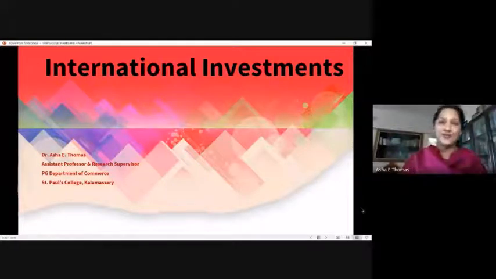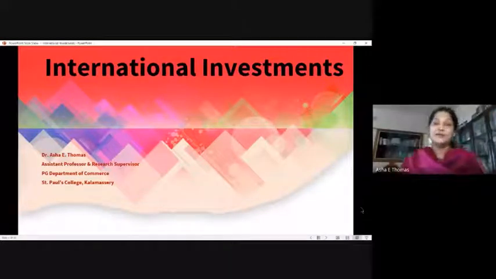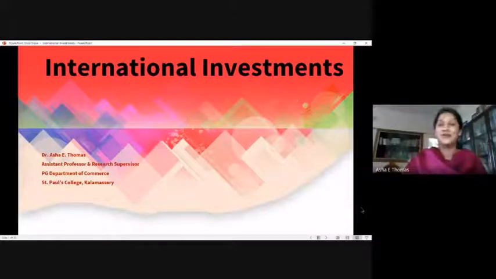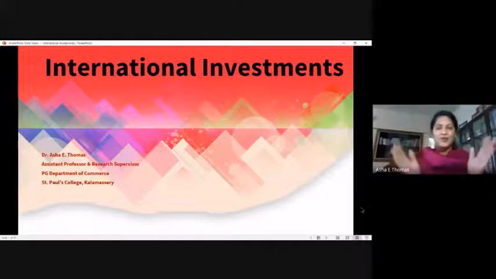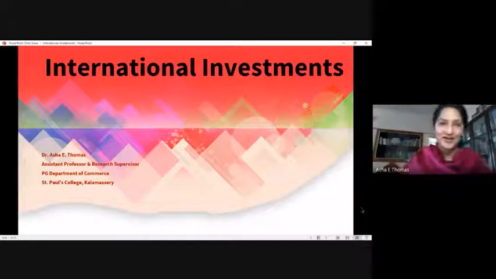Going with the discussions about international investments. International investments have a different outlook because there are many participating countries, companies from different countries, or maybe the supplier can be in one country and the beneficiary can be in another country. So all these are part of international investment.